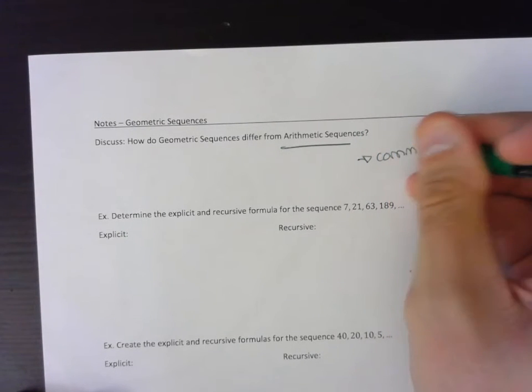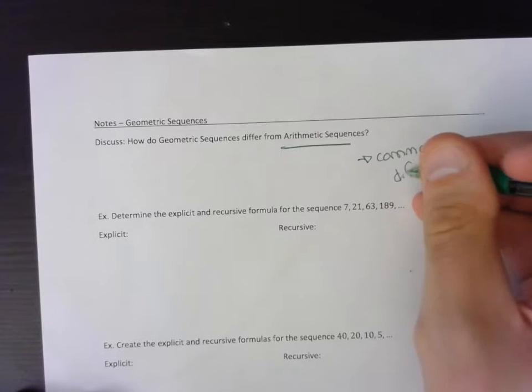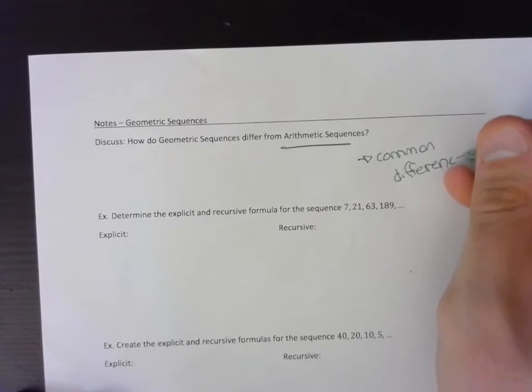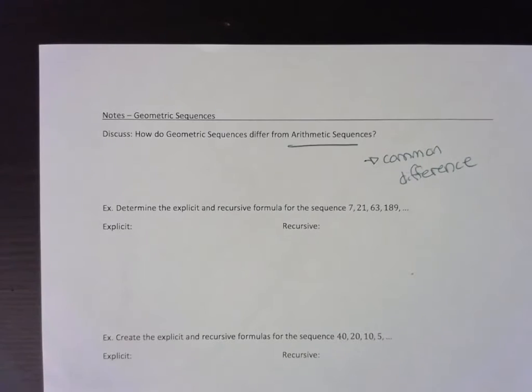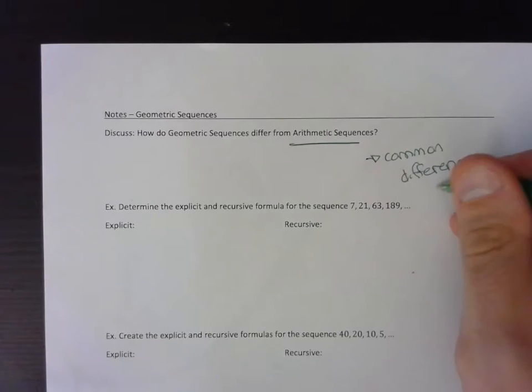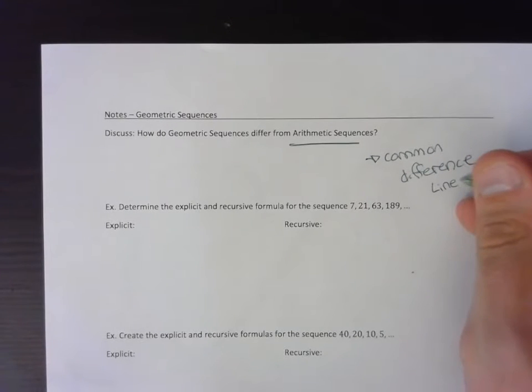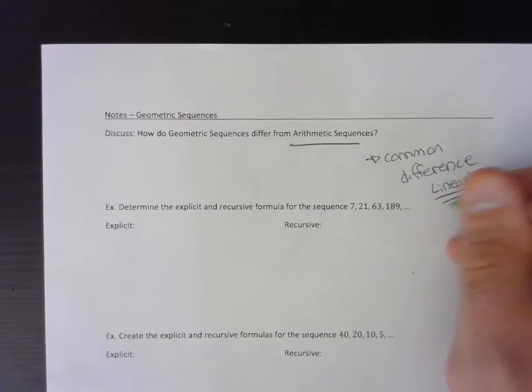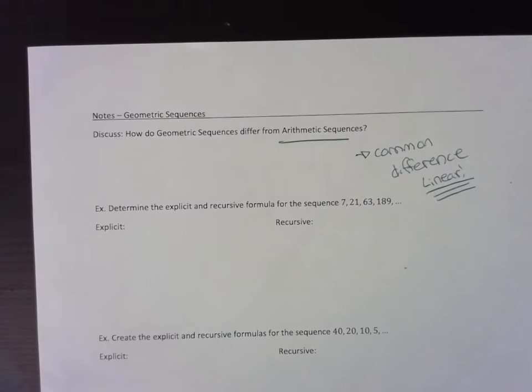meaning they're linear. If I want to get from term 1 to term 2, I may have to add or subtract a 7, or add or subtract a 9. Okay? And again, these are always going to be linear. Now, geometric sequences, on the other hand, are slightly different.